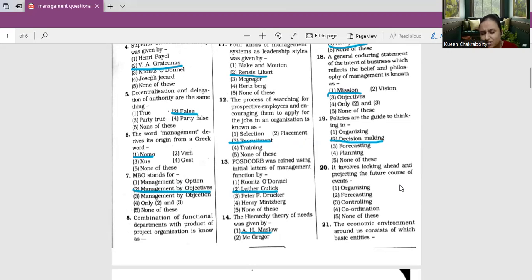Even with weather reports, it's a very basic example. With weather reports also, we associate the term forecasting because this weather is going to happen in the near future. So the future course of events is related to forecasting. What is the meaning of forecasting? It means predicting something that will happen in the near future, or even estimating the probability that it will or will not happen. That is called forecasting. So the correct option to question number 20 is number 2, which is forecasting.